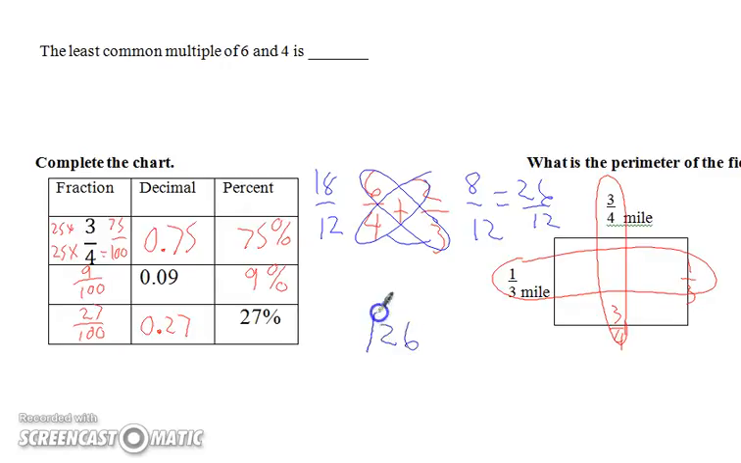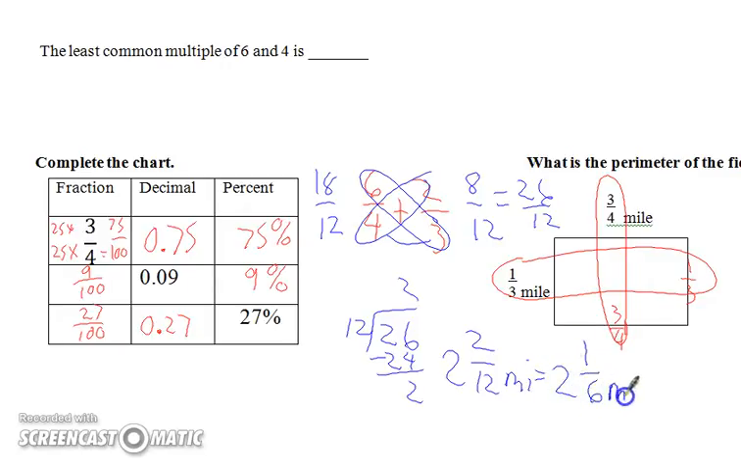Let's go ahead and divide that out. It goes 2 times. And you got a remainder of 2, so that equals 2 and 2 twelfths miles. It can be simplified down one more step, because I can take the 2 and 12, divide them both by 2, which would get me to 2 and 1/6 miles.